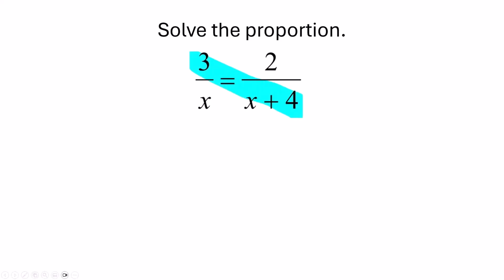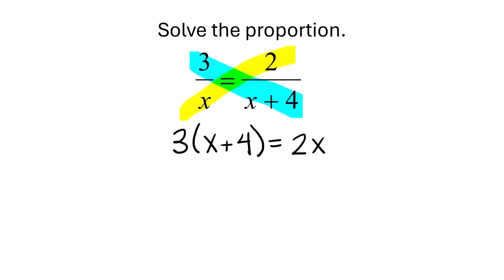So we're going to take 3 times the quantity x plus 4 and set that equal to 2 times x. 3 times (x plus 4) equals 2x. A very common mistake people make is they do not group up the x plus 4. If they do that, they would just have 3x plus 4, no parentheses, and then they would miss this part, which means you've got to do the distributive property. So 3 times everything would be 3x plus 12, and that still equals 2x.